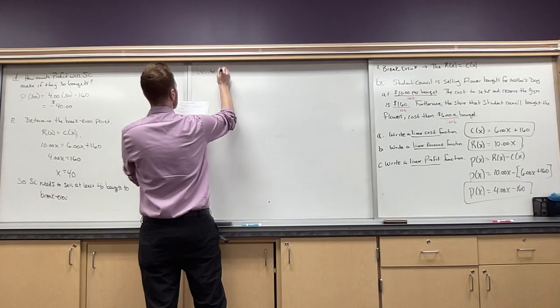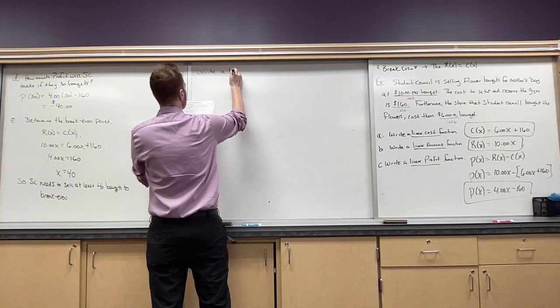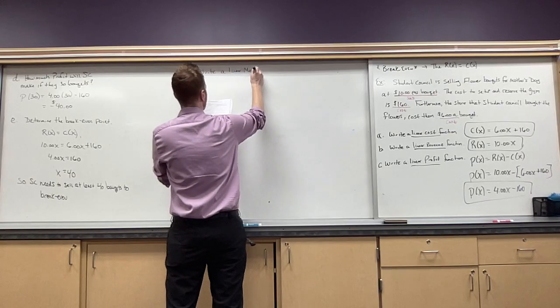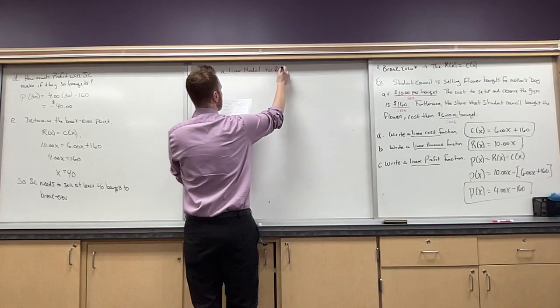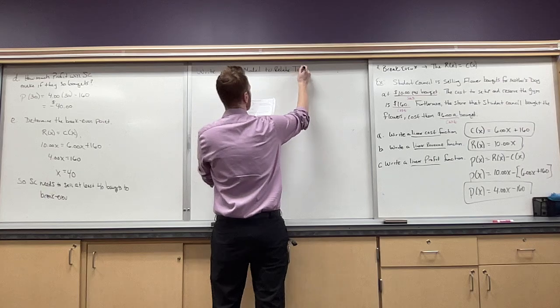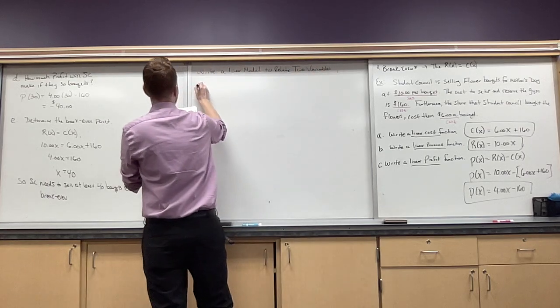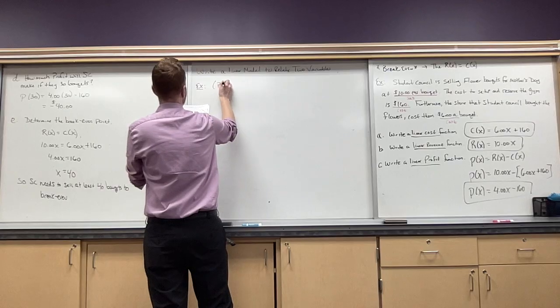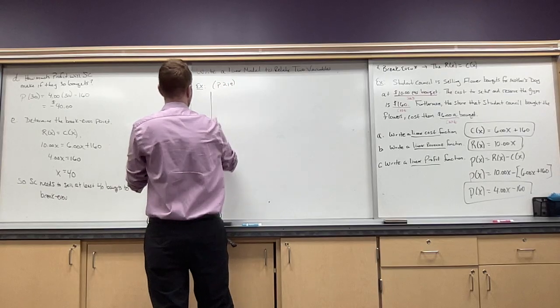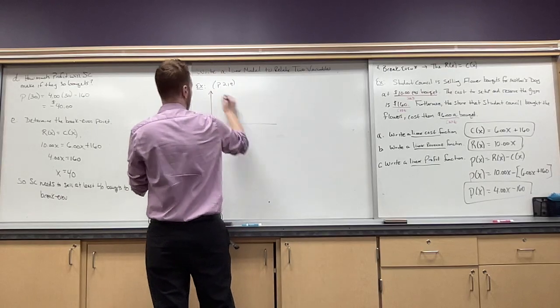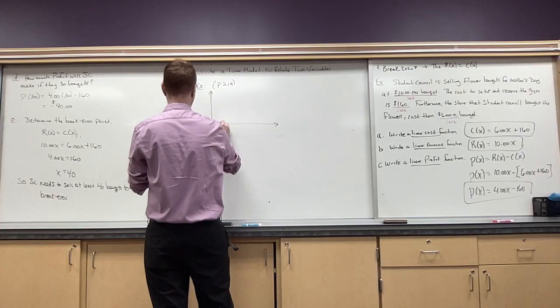Okay, so last example, and we'll be done. Use a linear model to relate two variables. Now this comes from page 219 in your book, by the way. I'm just going to draw a very quick graph of what this looks like.